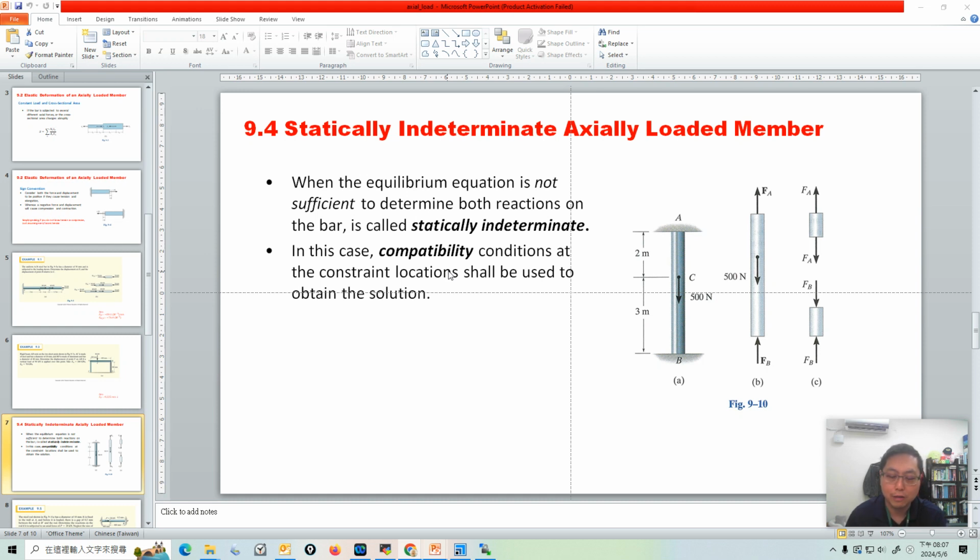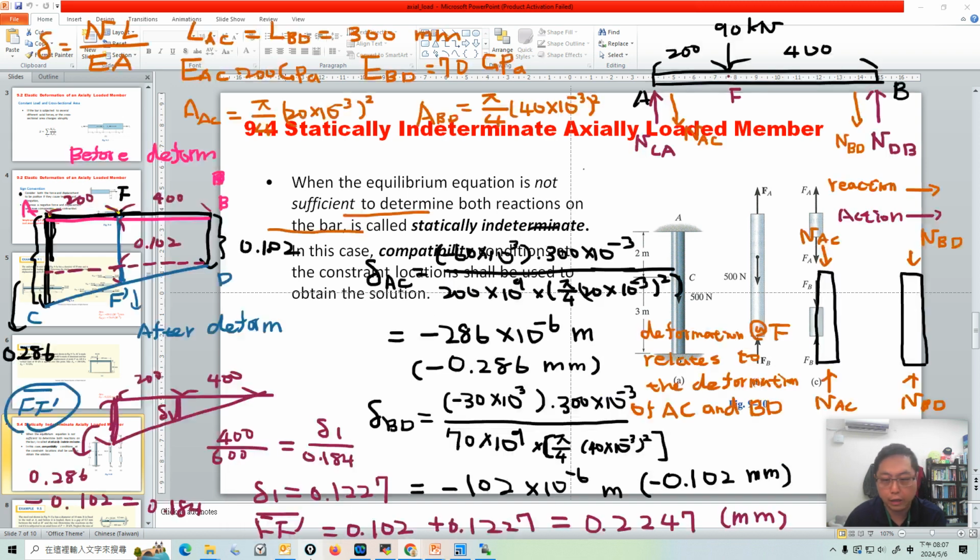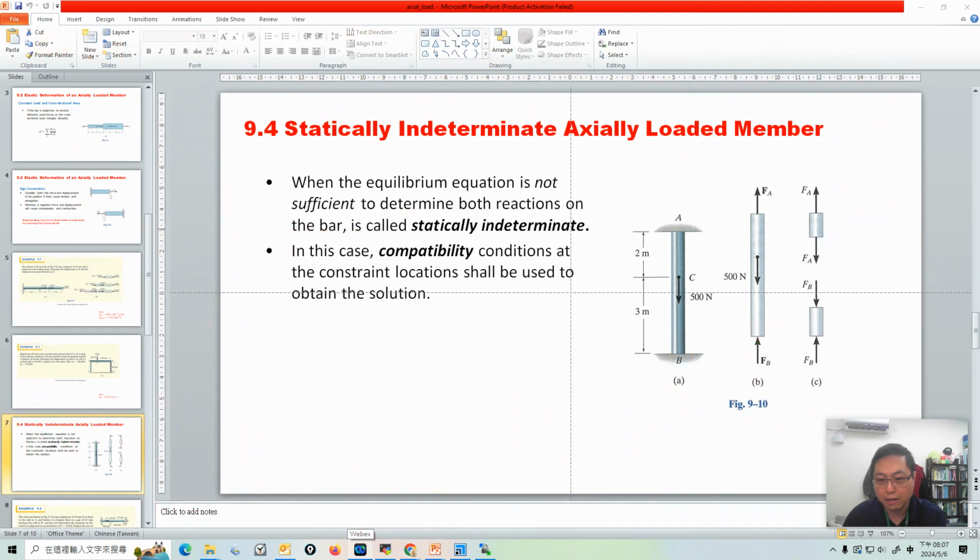To me, this compatibility equation is like a constraint. Mathematically, I would say it's a constraint. But in most mechanics of materials textbooks, they call it the compatibility equation or compatibility condition. To me, it's just the constraint of the system. So let's look at this.